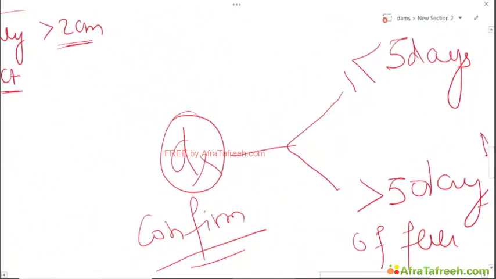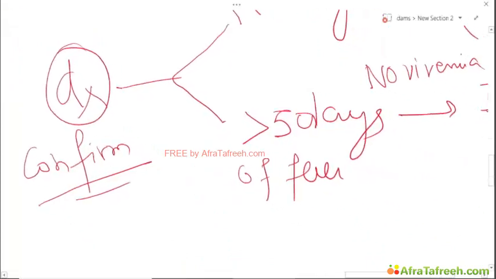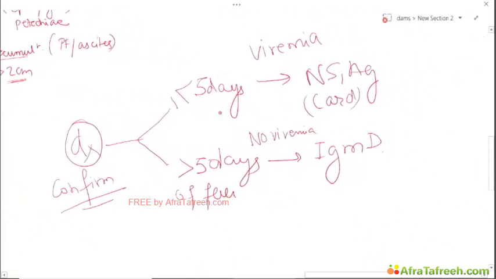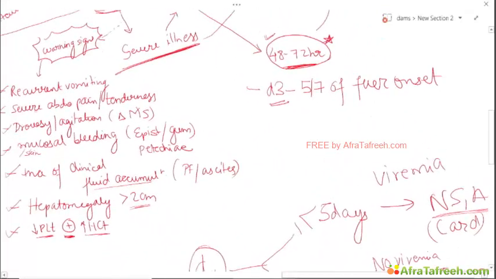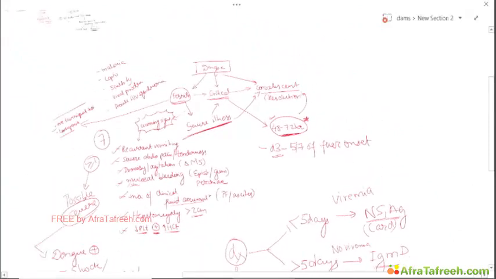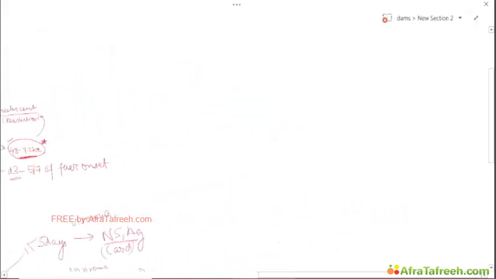So we have also talked about how to diagnose dengue. That is, diagnosis is confirmed if it is within 5 days of illness by presence of NS1 antigen card test, and if it is beyond 5 days, it is diagnosed with IgM dengue immunoassays. Okay, so this is how we look at dengue as a progression.